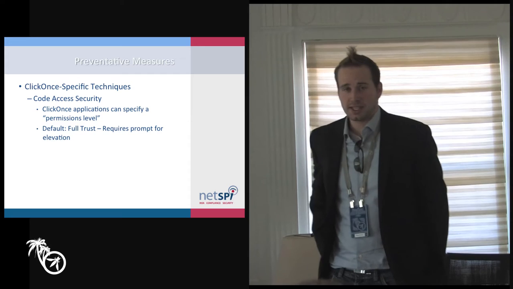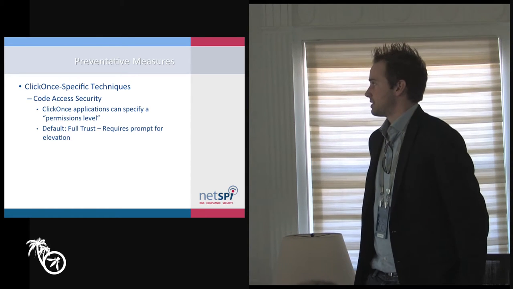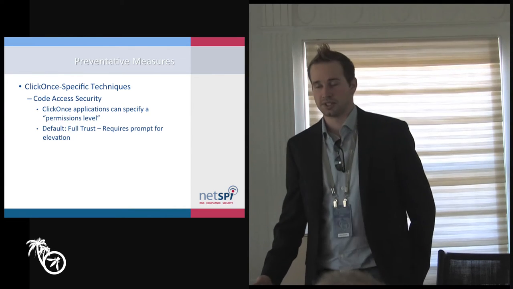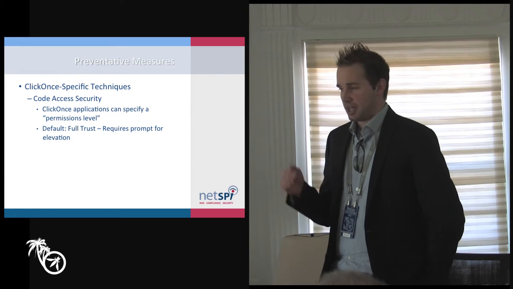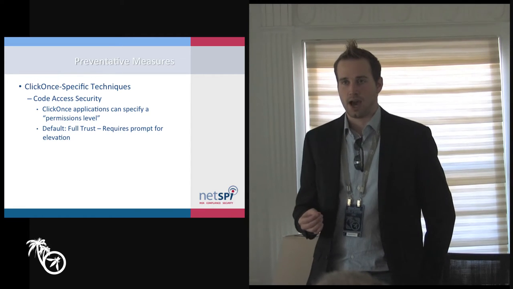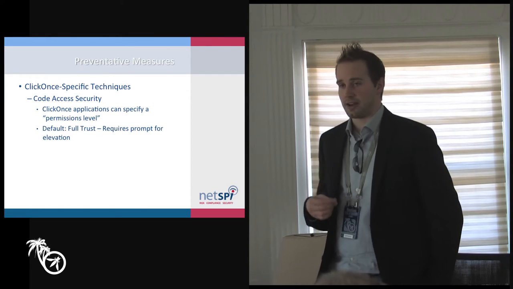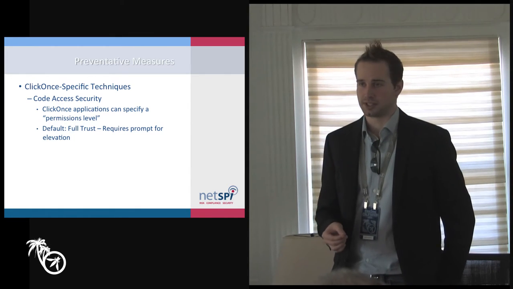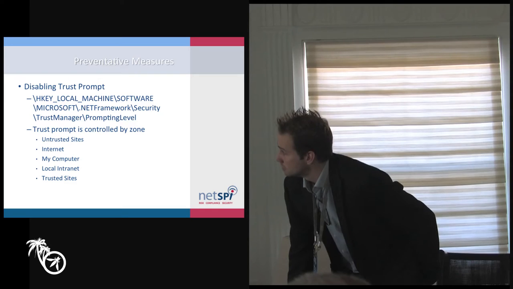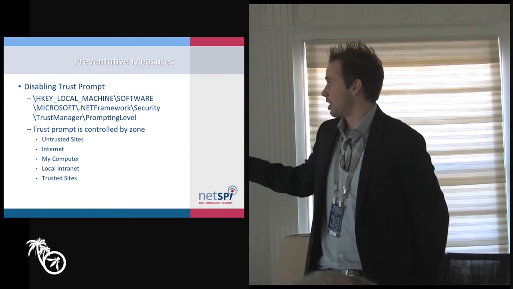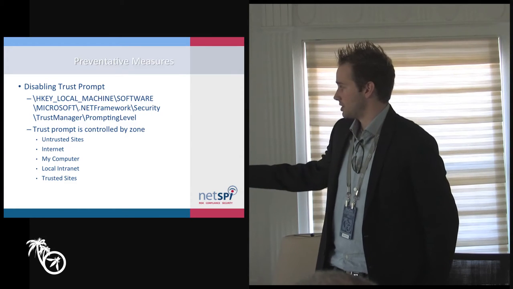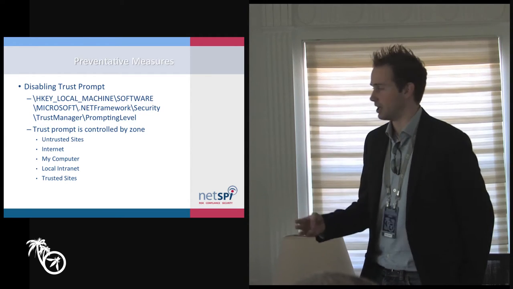So ClickOnce specific techniques for preventing this have to do with code access security and the permission levels that the application has. Once again, when you saw in Visual Studio that it was a full trust application, you can modify how Windows responds to that kind of request based on its execution zone. By default, full trust requires a prompt from the user, and you can disable that trust prompt using that registry key there. And once again, the prompt is controlled by the zone, so whether it's coming from the internet, local machine, intranet, things like that.